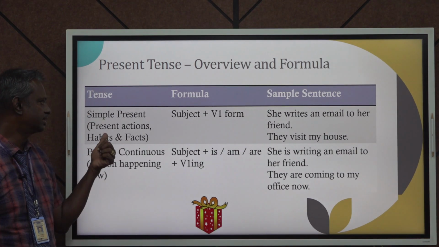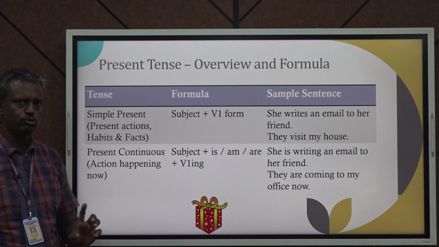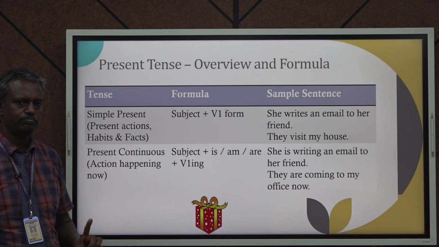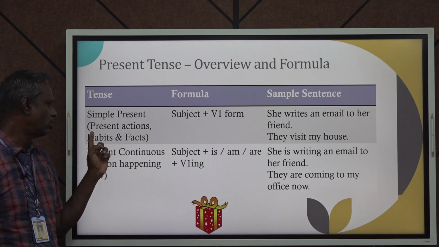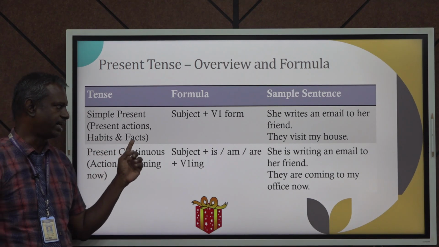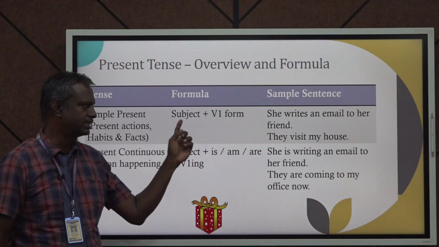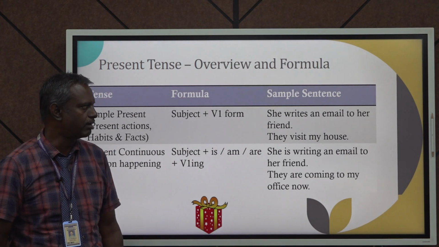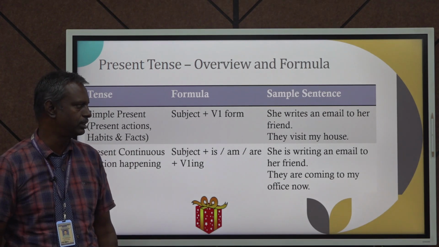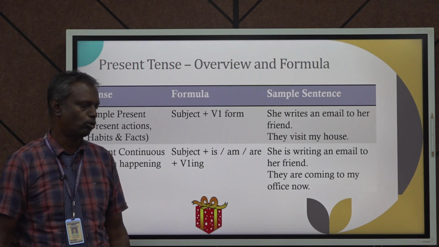The first one is the simple present. Usually we use simple present tense while the present action is going on, or for habits or facts. The usual form is subject plus V1 form. Example: she writes an email to her, they visit my home.